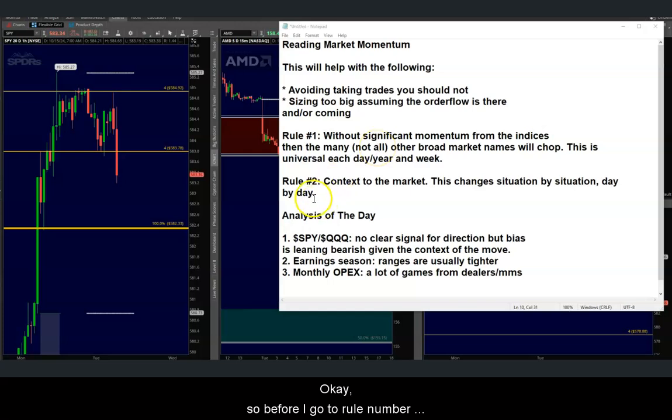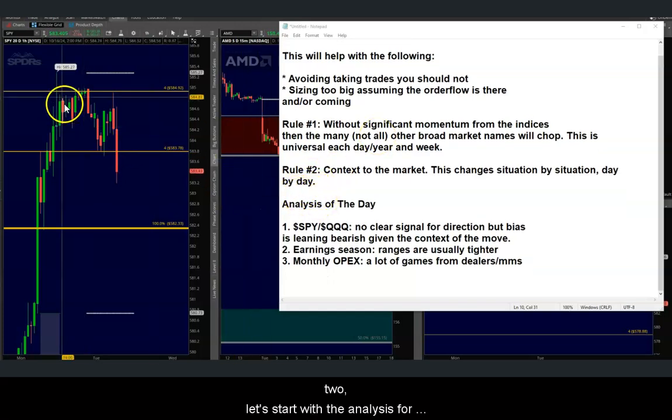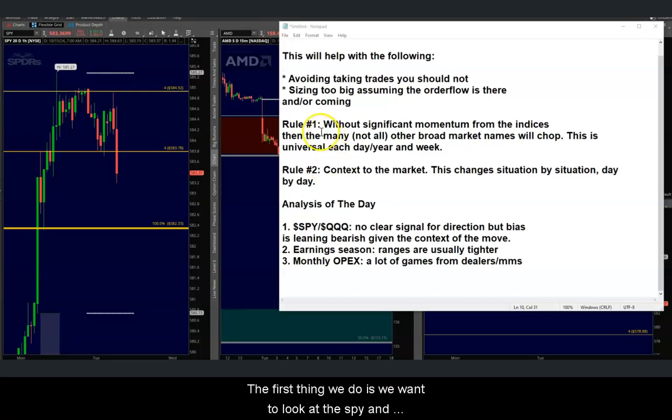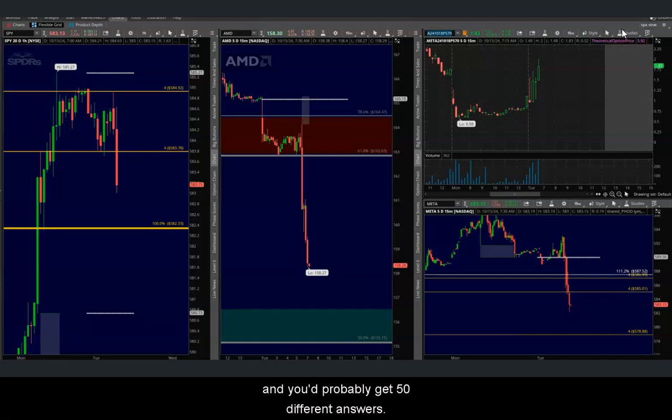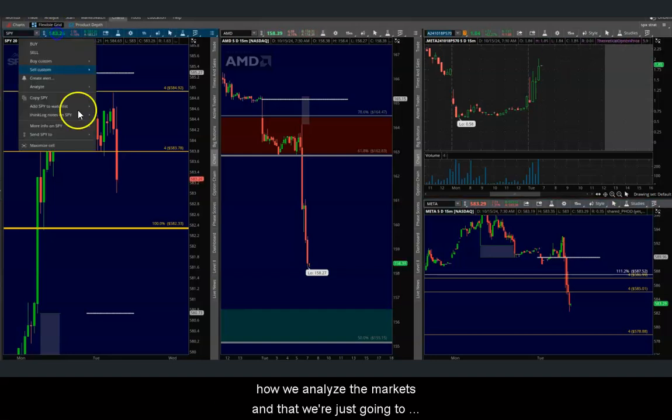Okay. So before I go to rule number two, let's start with the analysis for this particular trading day. The first thing we do is we want to look at the SPY and QQQ. Okay. Now, obviously, if you're watching this video, everybody analyzes the markets differently, right? You could ask 50 different people in the world what their views on the SPY and QQQ are, and you'd probably get 50 different answers. Okay. So this is where it does get subjective. I'm sharing this with you guys in the video, how we analyze the markets, and that we're just going to start here with the SPY.